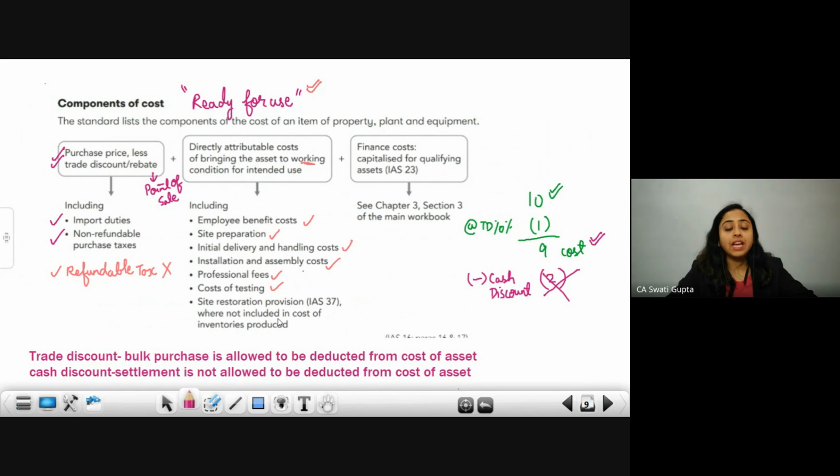Okay, good. If I have sold those samples which were not up to the quality, and I've got a scrap value of, for example, 1,000 rupees, will I be able to deduct it from the PPE?